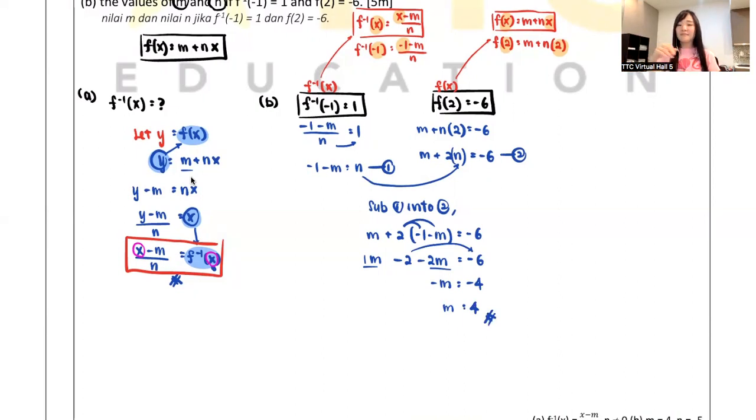4. Don't stop there. After you find your M, remember to find your N. So your N will be -1 minus your M. Okay, your N answer is -5. Done again.